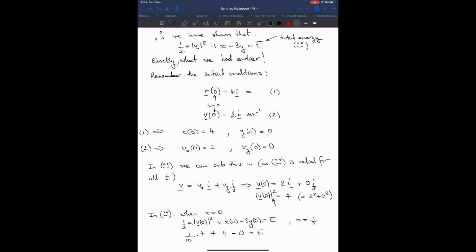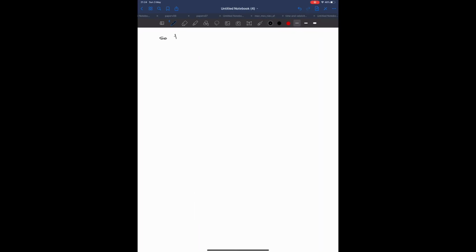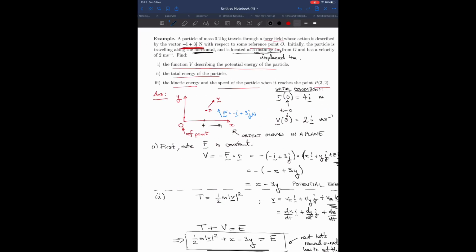Excellent. Okay, so this implies that E is what? Well, it's 44/10, which is 22/5. That's your total energy. So the constant total energy E in the system is 22/5, and the units for this are Newton meters. Good. Now, what about the third step?